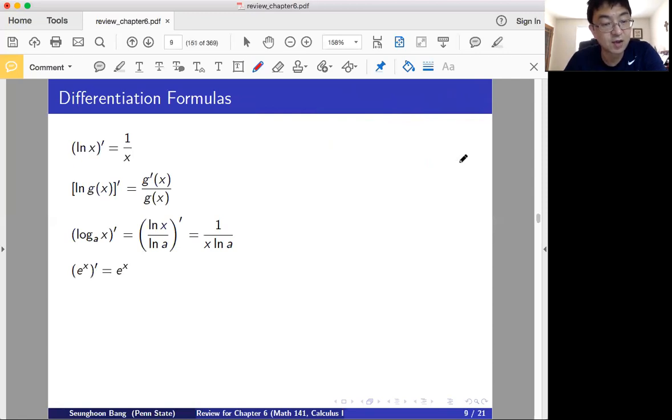e to the x prime is e to the x. e to the g of x prime, by the chain rule, is e to the g of x times g prime of x. Do you know a to the x prime? What is a to the x prime?